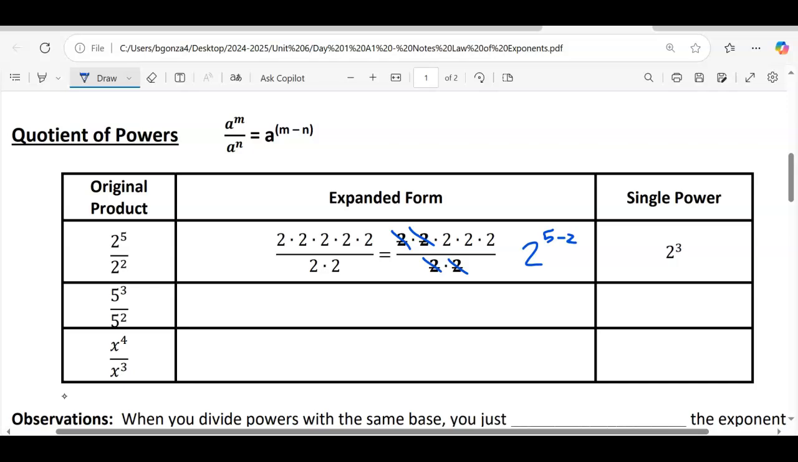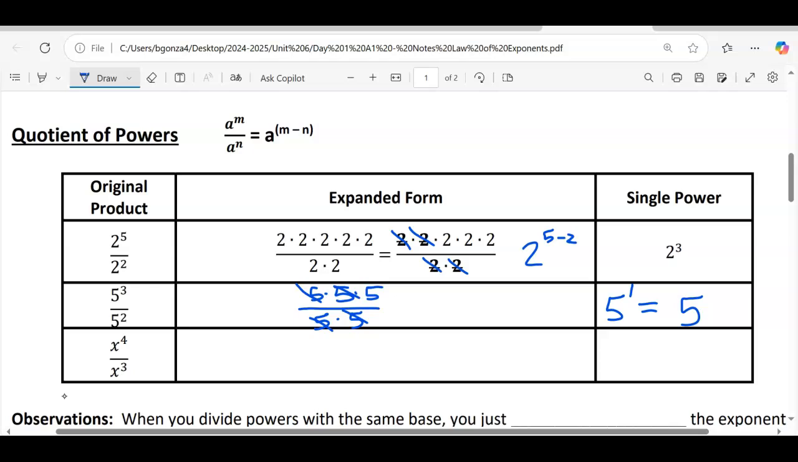The next one, again, the same base on top and bottom. So I got 3 5s on top. I got 2 5s on the bottom. 2 of those pairs cancel out. I'm left with 1 5 on top. Now here's the deal. 5 to the 1 power. If you remember week 1, look above up here. Anything to the 1 power, you just don't write that 1. It's like an invisible 1. Usually you don't write that. So if you write 5 to the 1, it's technically not wrong, but the way you're going to normally see it is just 5. Okay? So you don't need that 1 power.